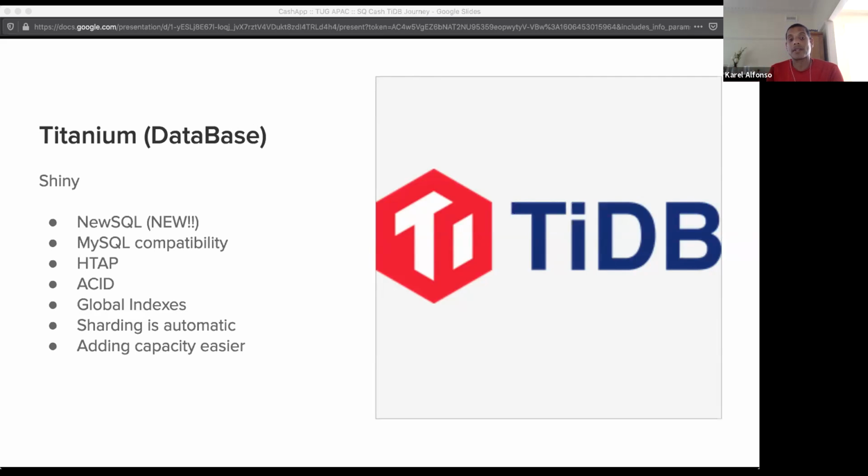But the most important factors were it was ACID compliant. The sharding is automatic, so we didn't have to trigger or provision new databases to do the shard splits, which was very time consuming. And you get global indexes. You can scale and shrink the cluster automatically as well. So we were happy to give it a go. Next slide, please.